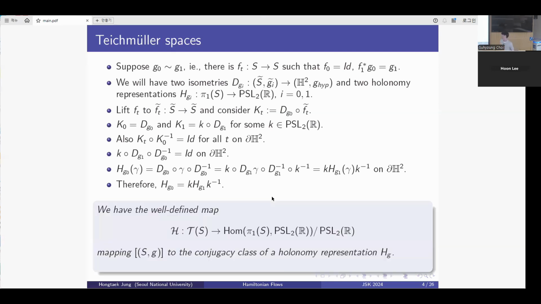The upshot is, given any Teichmuller space element, you can associate a representation of your fundamental group into the isometry group of H2, which is PSL2R. And if you take the conjugation by this PSL2R, we have a well-defined map from Teichmuller space to this so-called character variety.